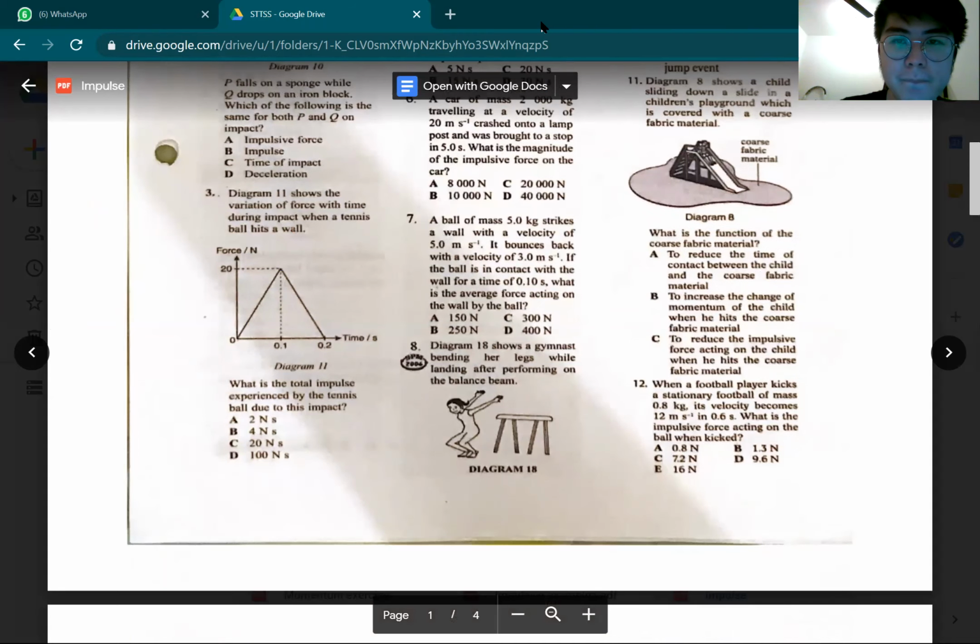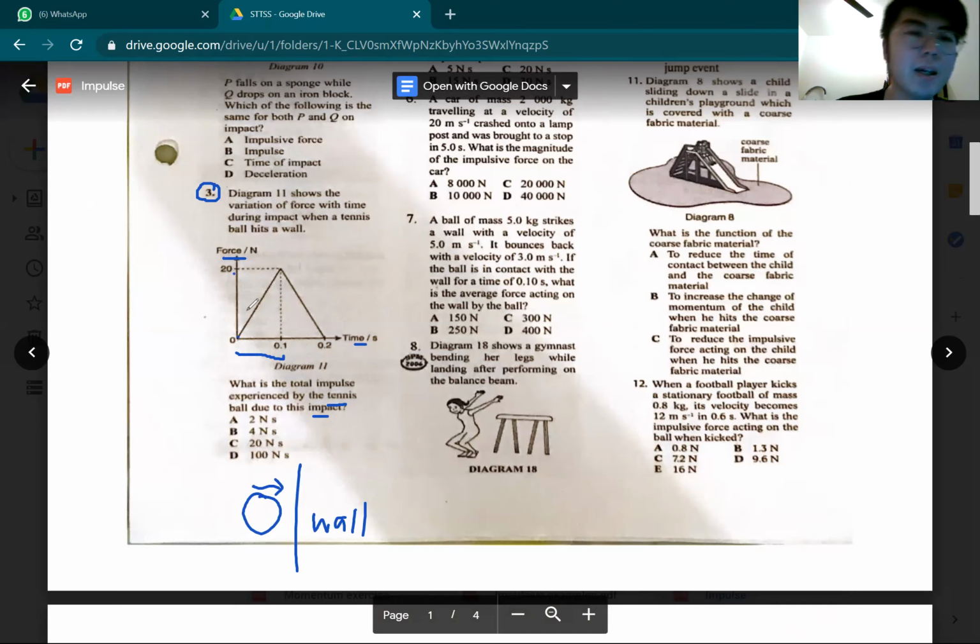Number 3. Okay, number 3, you have a graph here, force versus time graph. Now, what is the total impulse experienced by the tennis ball due to this impact? So this graph shows the motion of the force diagram, or the motion of the tennis ball when it hits a wall, right? Let me draw it here. So this is the wall, and we have the tennis ball hitting the wall. Now, notice that from 0 to 0.1 second happens very fast, right? 0.0 to 0.1. The force increases from 0 to 20.